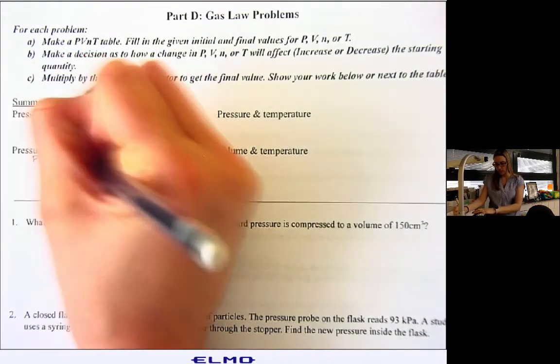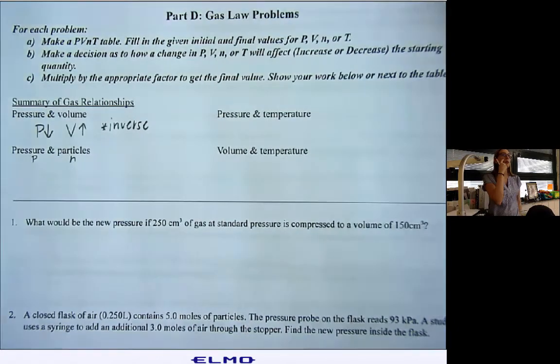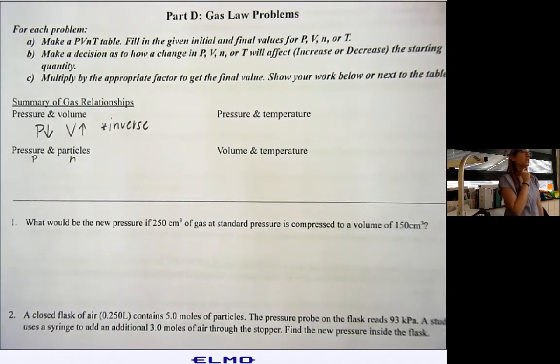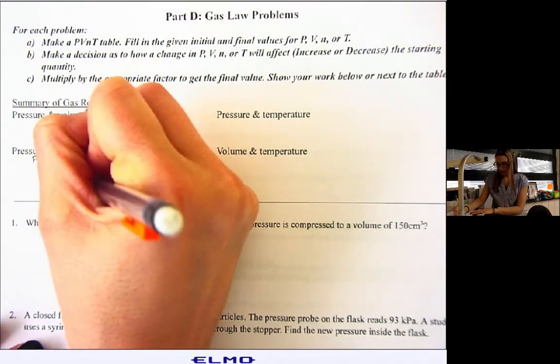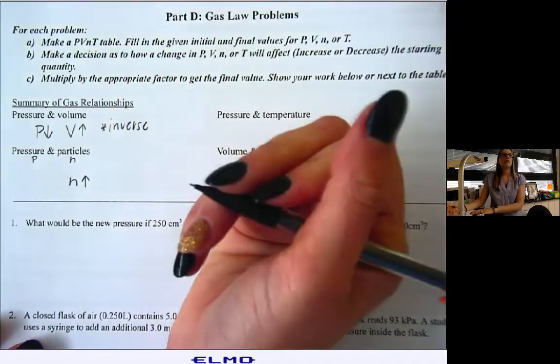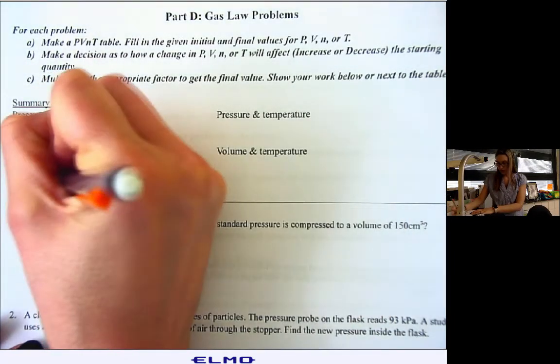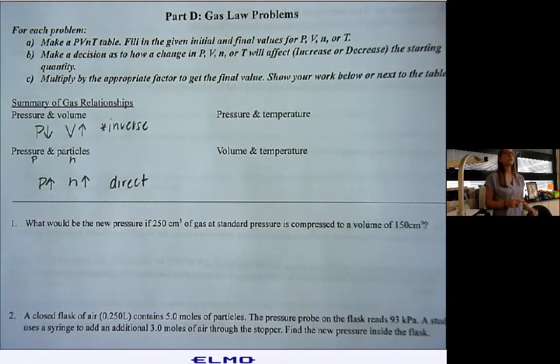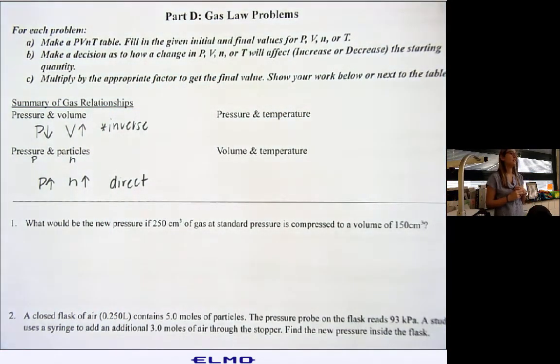Pressure and number of particles. So pressure is P. Number of particles is actually represented with the letter N. So that's going to be useful as we start to get into everything. When you see the letter N, that actually stands for number of moles. Could be number of particles as well. So if we think about this, as number of particles increases, we have more collisions, so pressure increases. That's a direct relationship. Remember, I said the only inverse relationship is P and V, meaning everything else is direct. So as one goes up, the other goes up, or as one goes down, the other goes down.